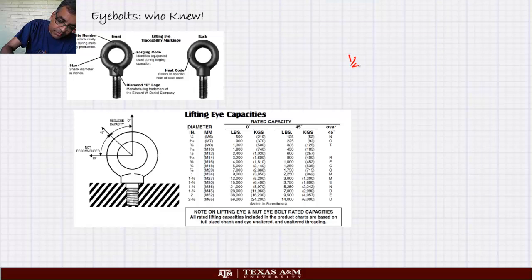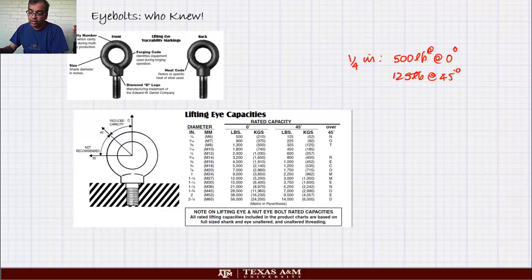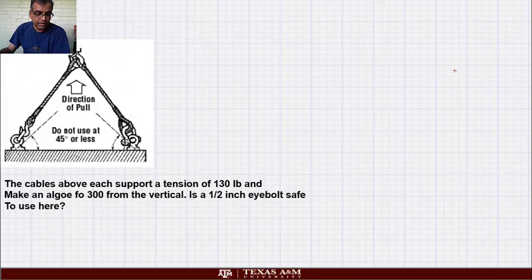So we have a 1/4 inch eye bolt, we have 500 pounds at 0 degrees, 125 pounds at 45 degrees. Okay, so now let's go back to our problem and take a look.